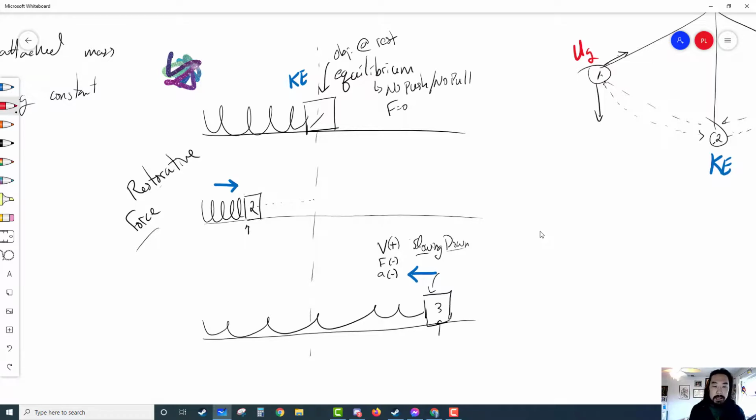And at the other compressed parts, this should be U sub S for spring potential. That is where you have minimal kinetic energy. In fact, where you have maximum potential, you have zero kinetic. It's not moving, it comes to a complete stop. But as the spring is being compressed, more and more spring potential energy is going into it, and you're storing the energy.